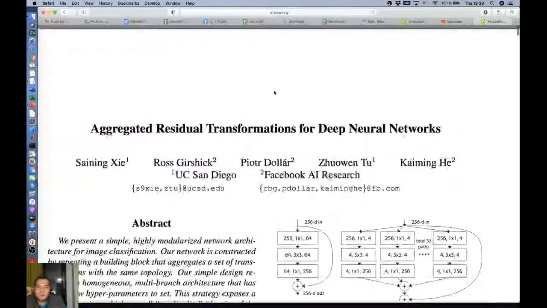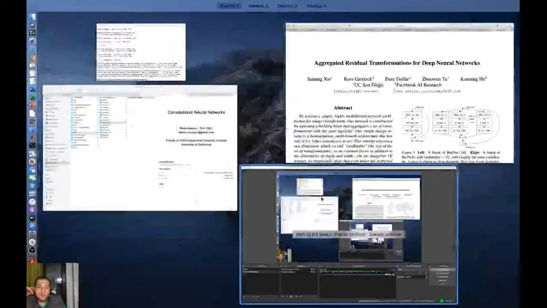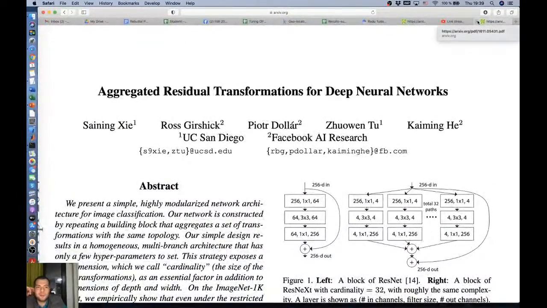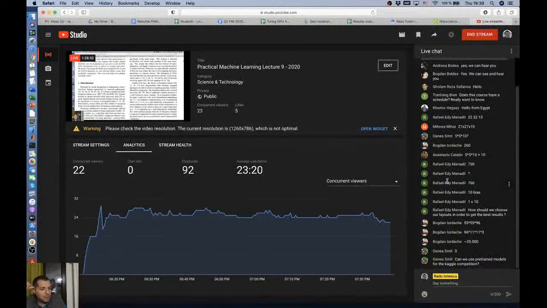Yeah, so there are many architectures out there that you can use as inspiration for your models.